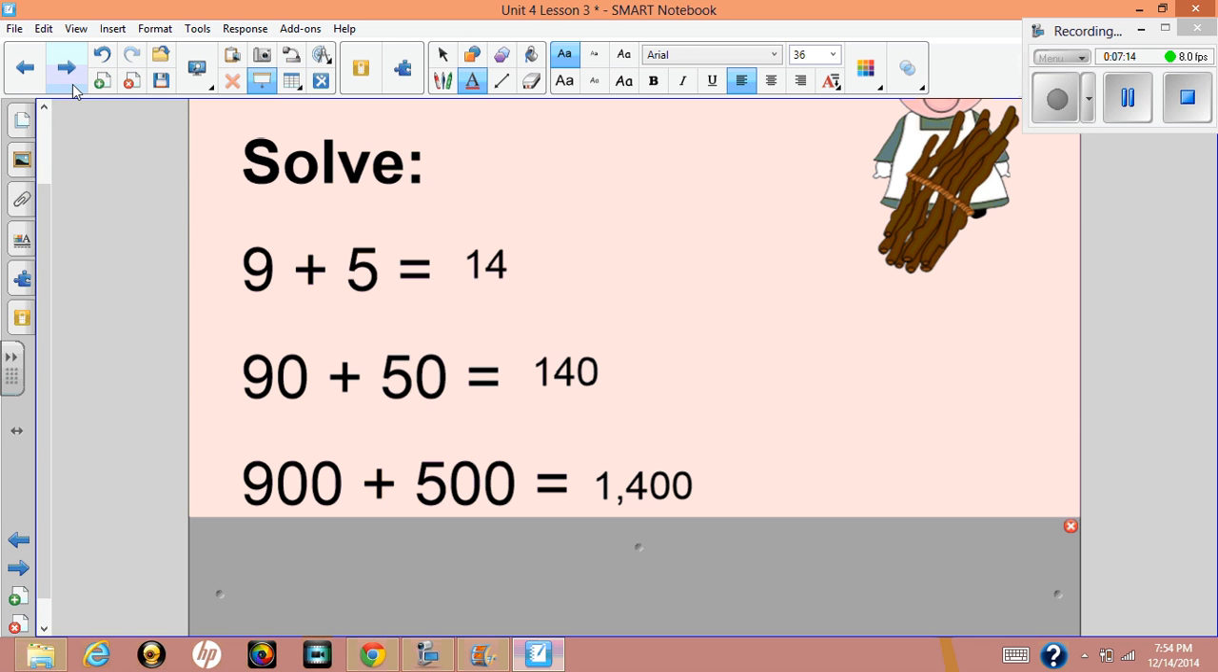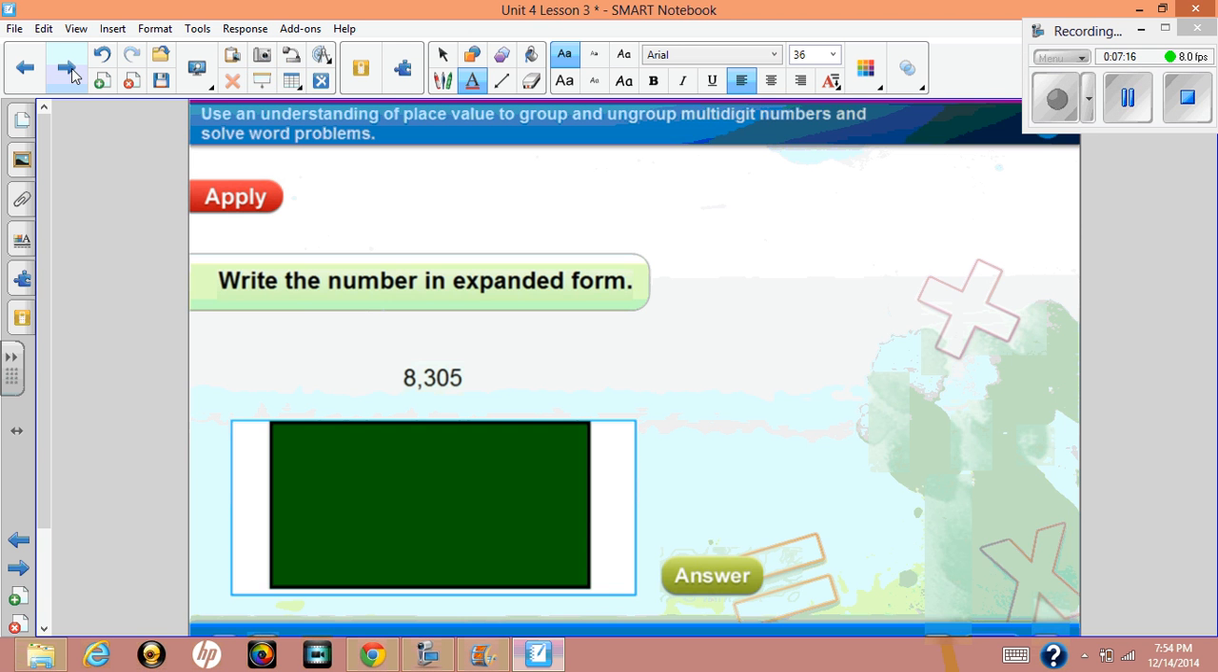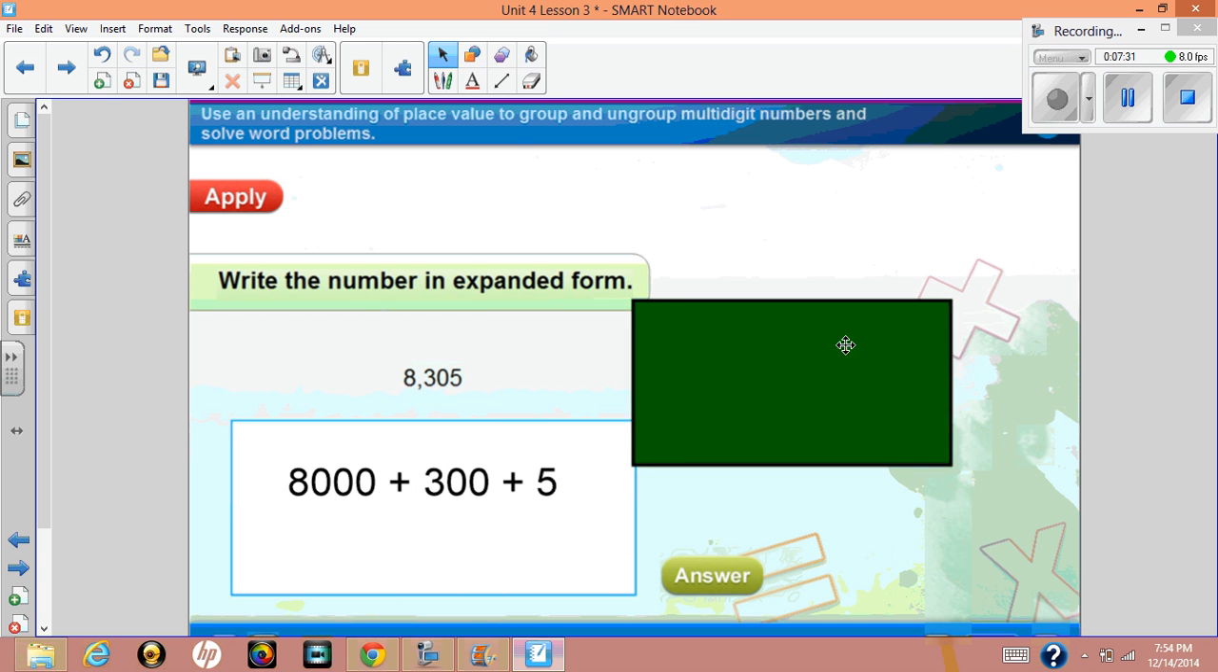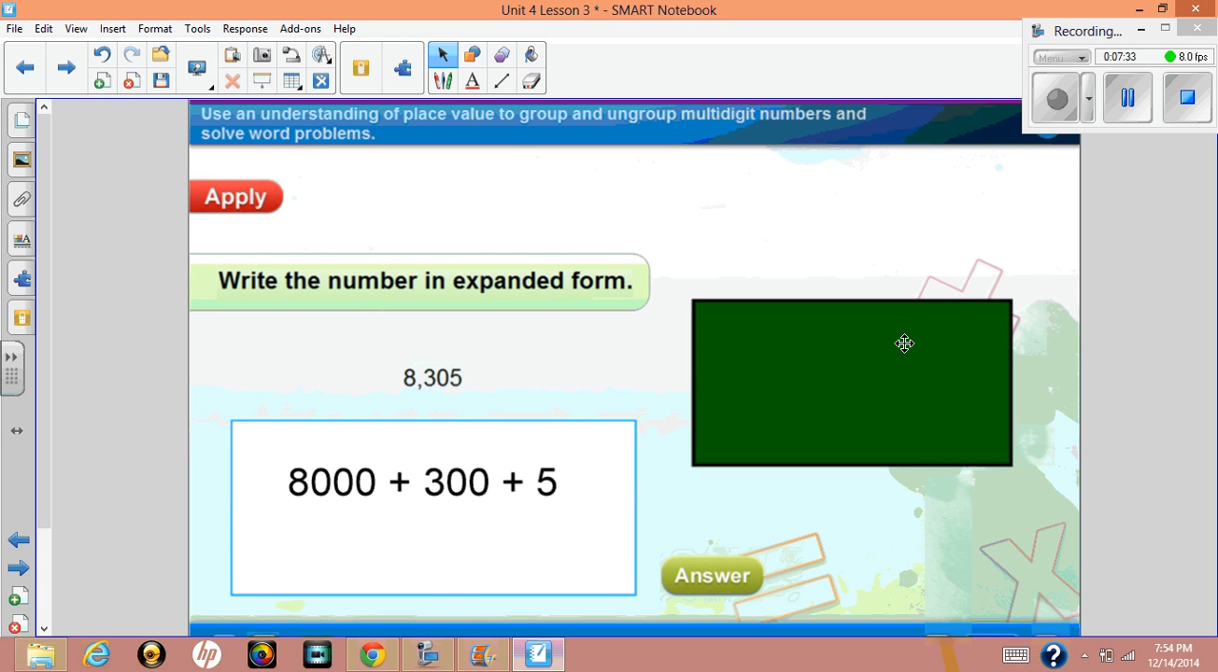Simplify our addition and subtraction. Here is a number. Let's write it now in expanded form. Let's pull this over, and I have already written it. Note here an interesting thing. 8,000 plus 300 plus 5.